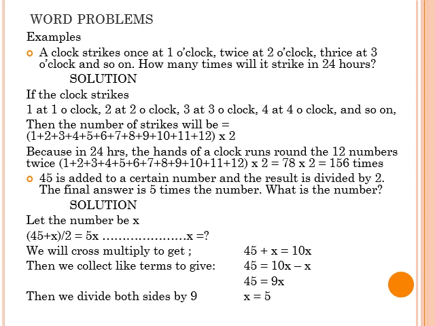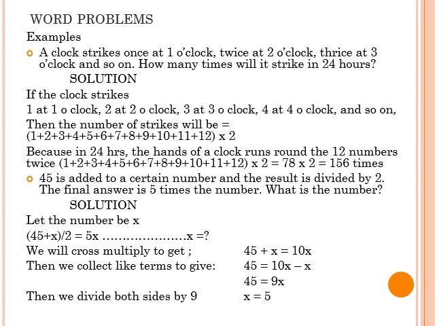What will we do? We cross multiply. When we cross multiply, this 2 will multiply the 5 to give us 45 plus x is equal to 10x. The next thing we are going to do is to collect like terms.